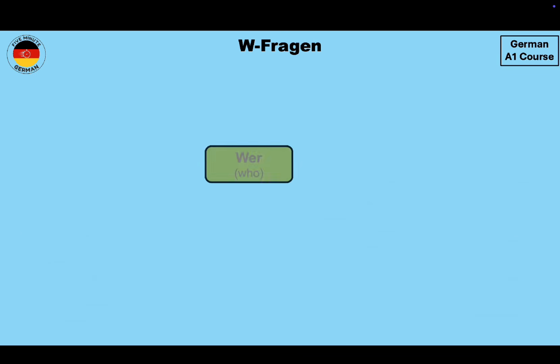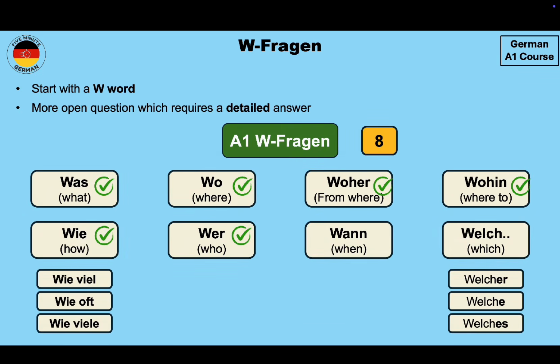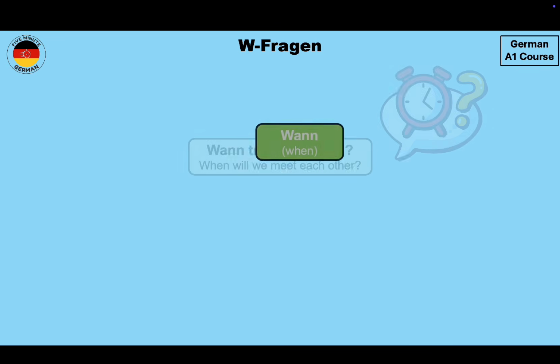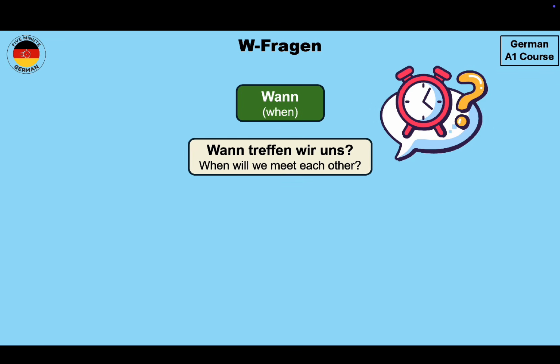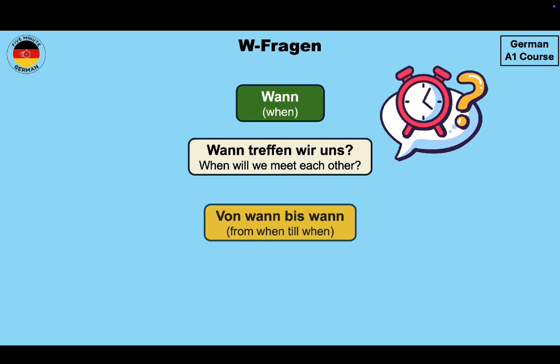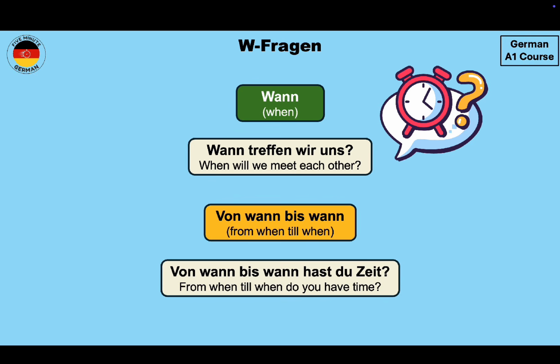Now let's move on. The next W-Frage is wann, which means when. With this we can ask the question "Wann treffen wir uns?", when will we meet each other. Another variation for wann is "von wann bis wann", which means from when till when. An example with this will be "Von wann bis wann hast du Zeit?", from when till when do you have time. So this is used to ask about the duration of something.